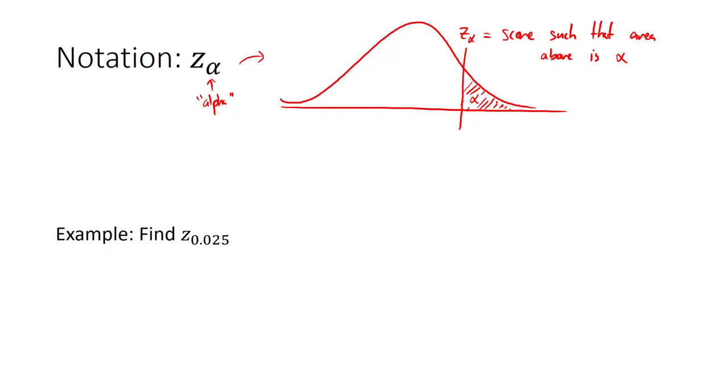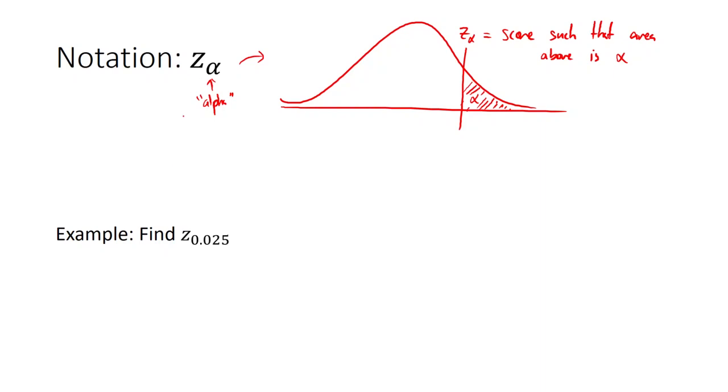A percentile is where that percentage is below. But in the z-alpha notation, it's the z-score such that the area above is that. It's never actually going to be an alpha there; there'll be a number in its place, like a subscript. For example, this is going to be the z-score such that the area above it is 0.025.